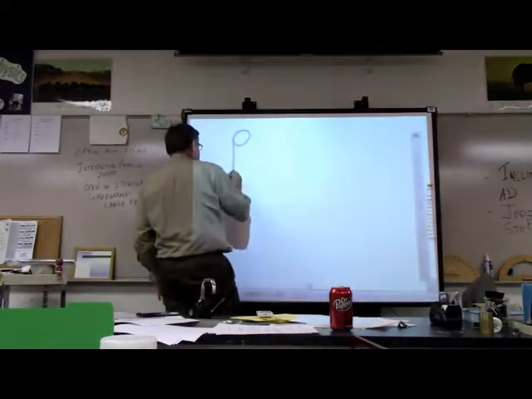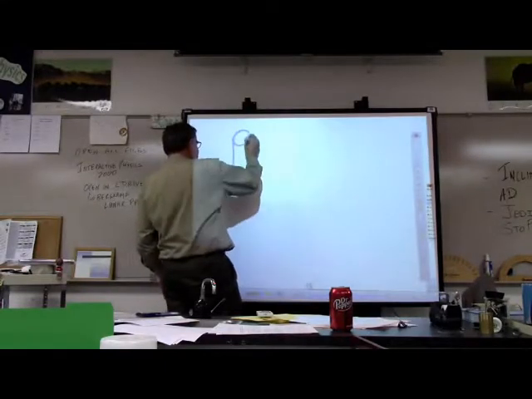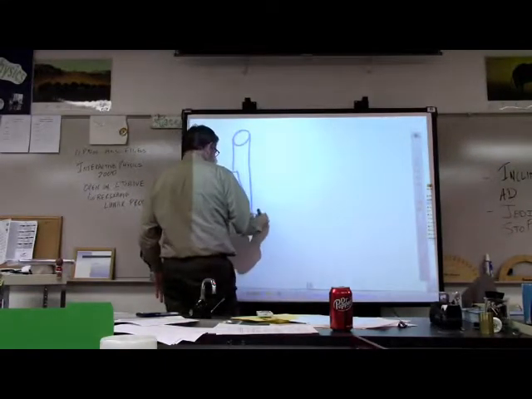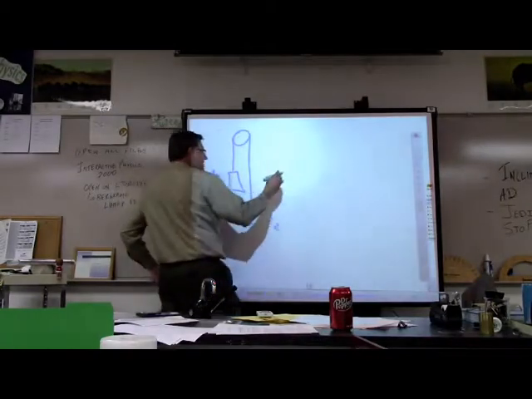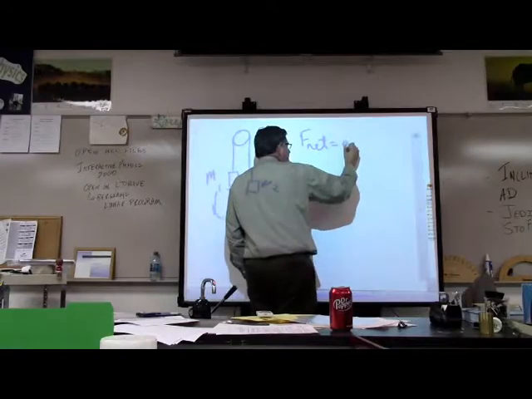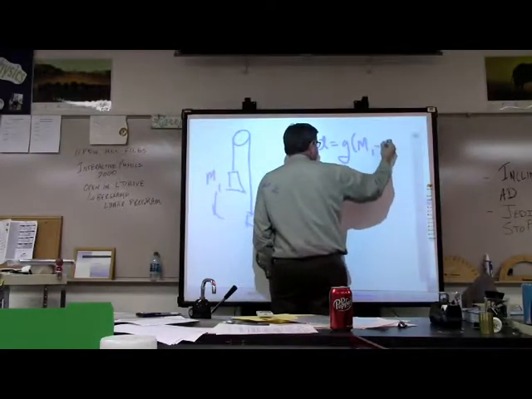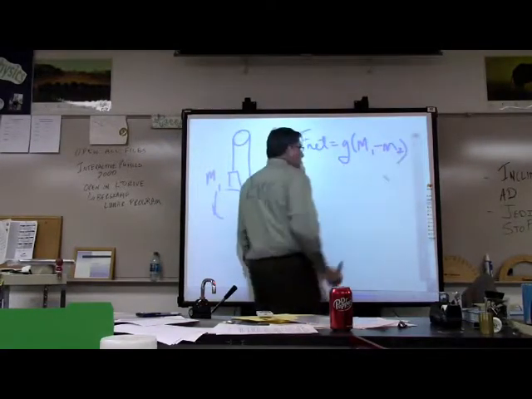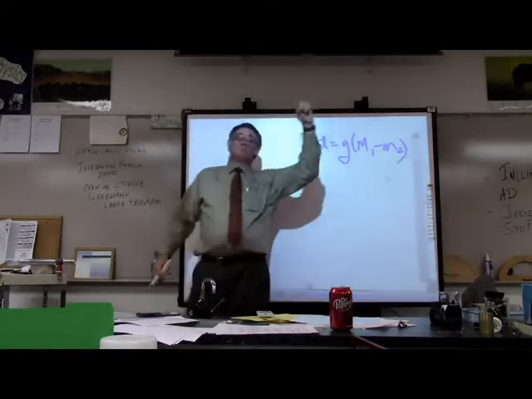Here's my pull weight. Here's M1. Here's M2. This thing is going to go in this direction. So here's what I've got right now. My net force is going to be G times M1 minus M2. Now, what else does my net force equal?